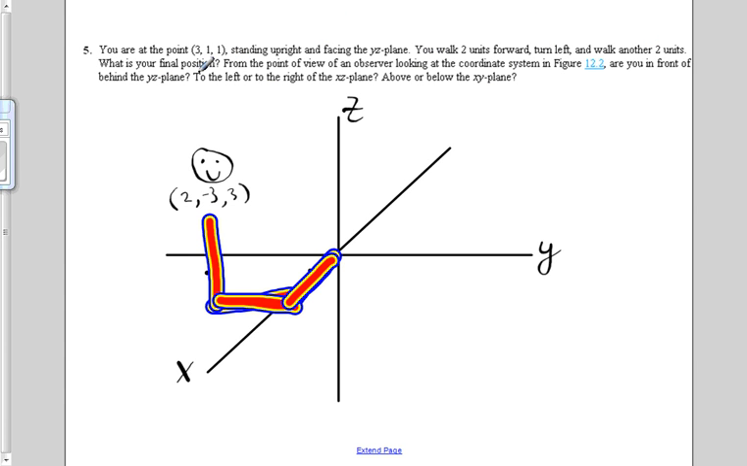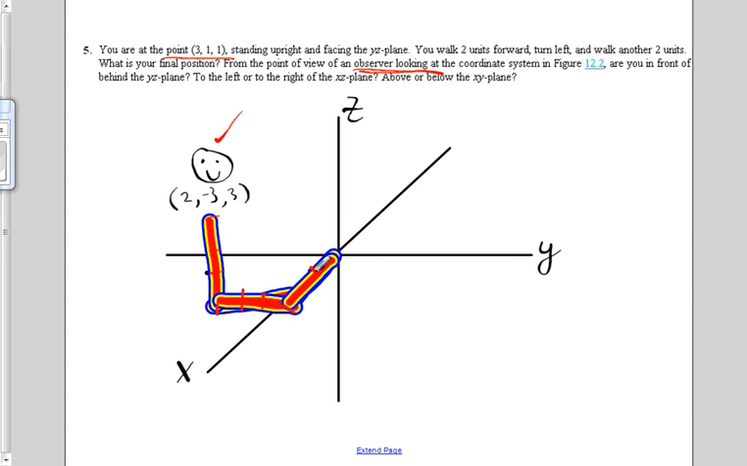All right, so we have an observer that's going to be watching us. Don't be nervous, but we have an observer watching us, and here's our observer right here. They're at the point 2, negative 3, 3. So I went over 2 in the X, minus 3 in the Y, and then 3 up in the Z. And here I am. And the question says, you start at the point 3, 1, 1.